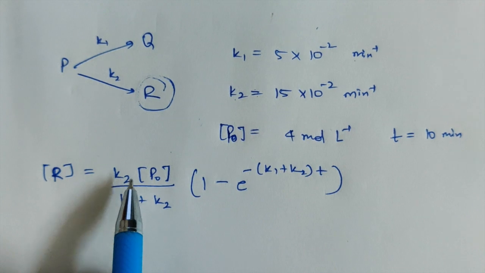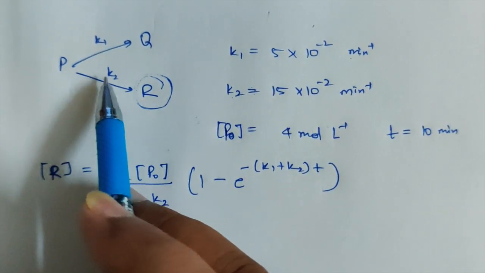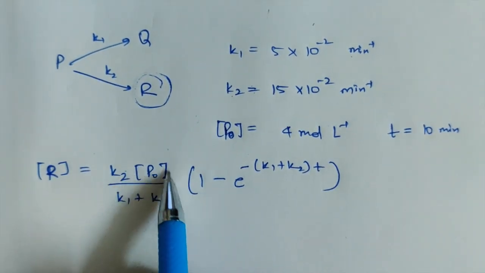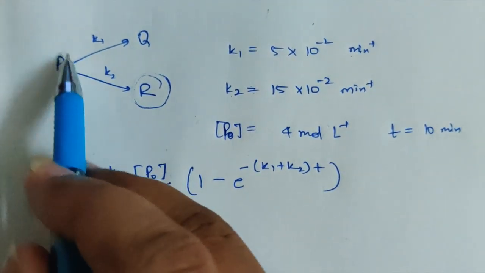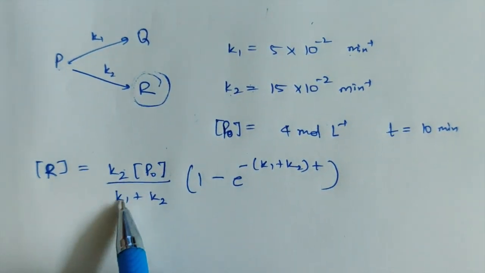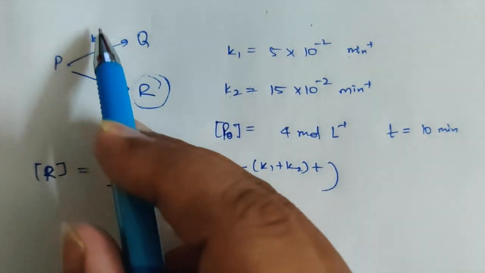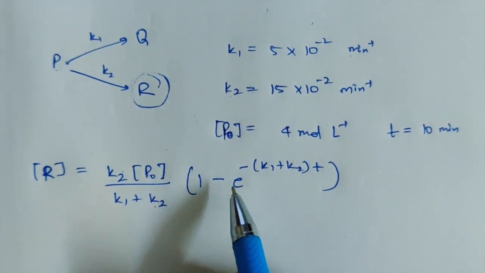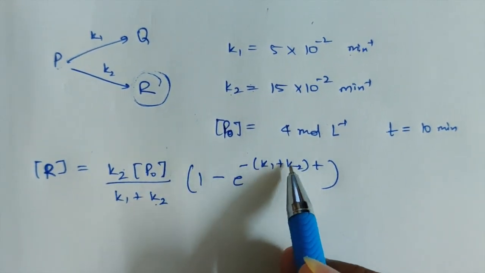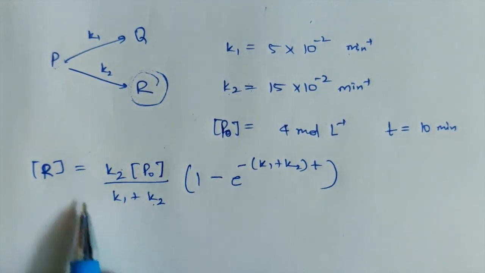That will be equal to K2, the rate constant of formation of R, into the initial concentration of P, the initial concentration of the reactant, divided by K1 plus K2, the sum of these two rate constants, times 1 minus e to the power minus (K1 plus K2) into t. So that's what the equation will be.